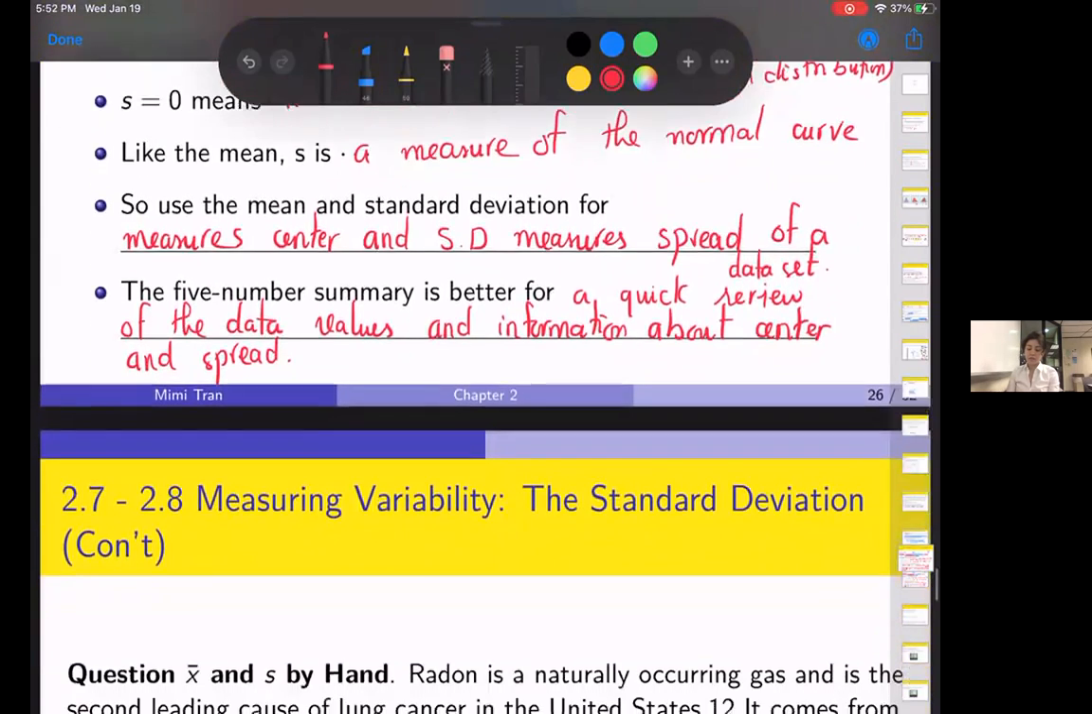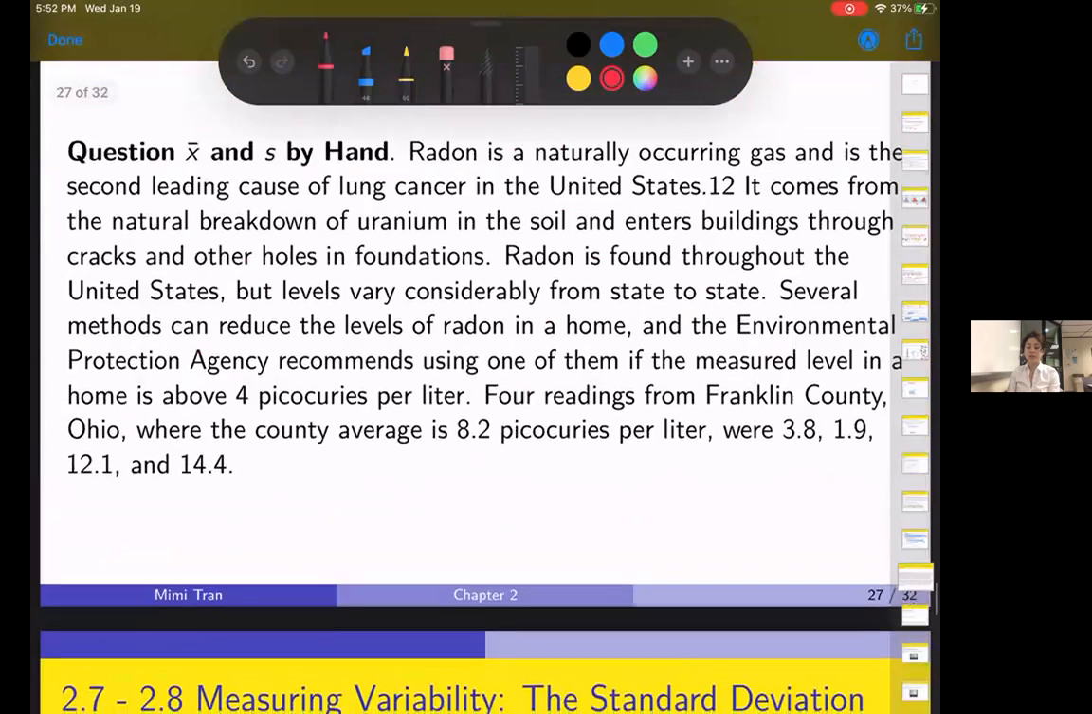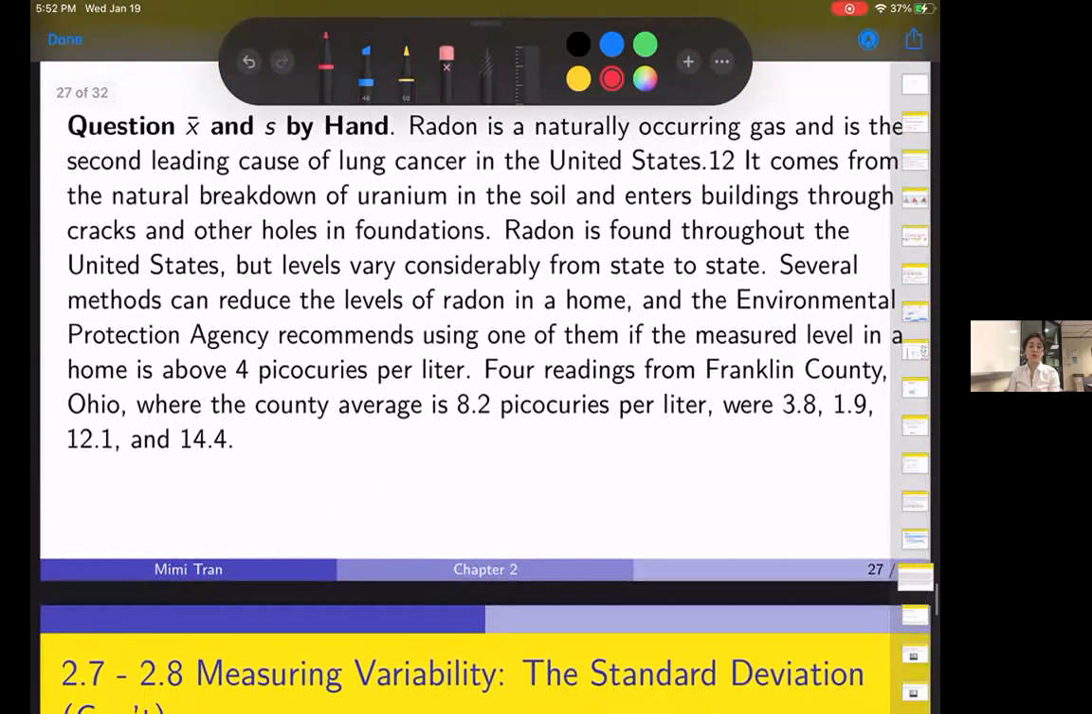All right. Let's do this problem by hand. It's a short problem, so we can do it by hand. Radon is a naturally occurring gas. It's the second leading cause of lung cancer in the United States. It comes from the natural breakdown of uranium in the soil and enters buildings through cracks and other holes in the foundation. Radon is found throughout the United States, but levels vary considerably from state to state.